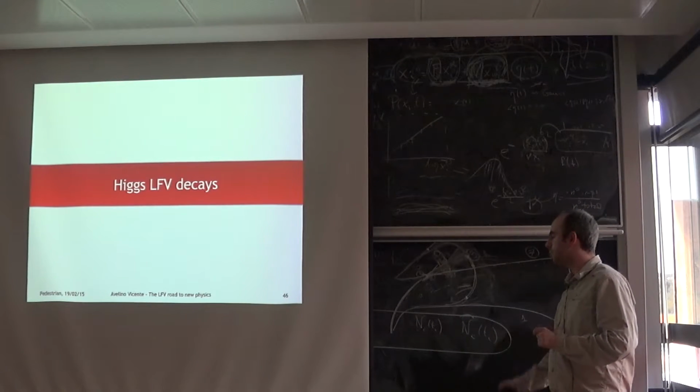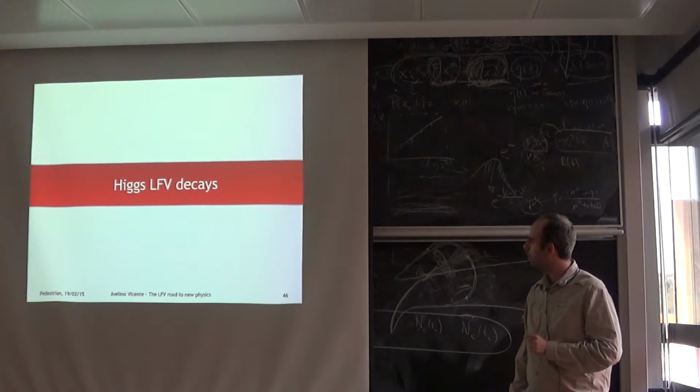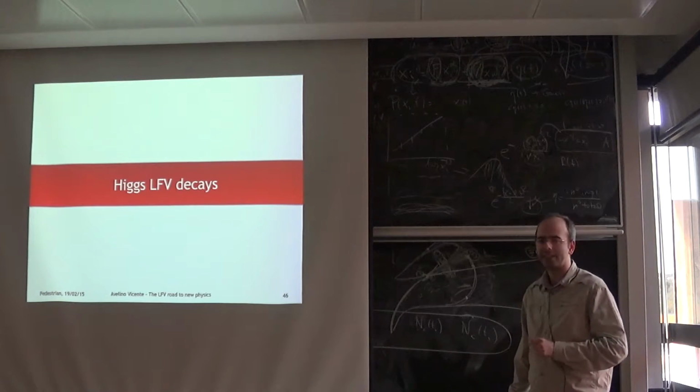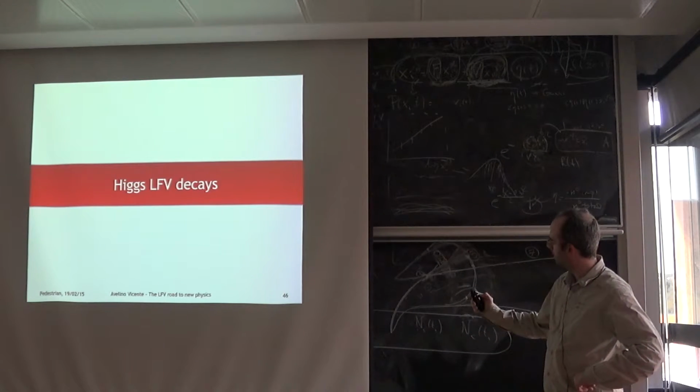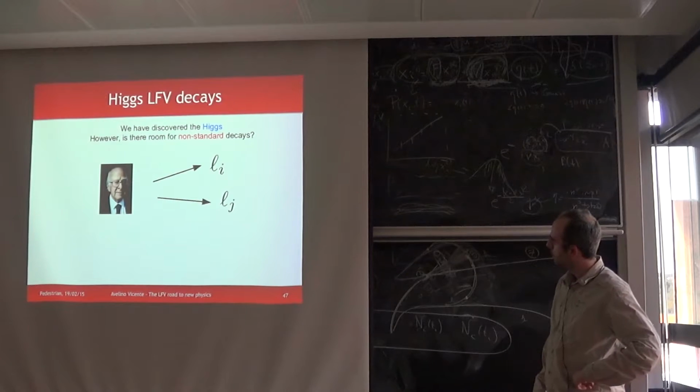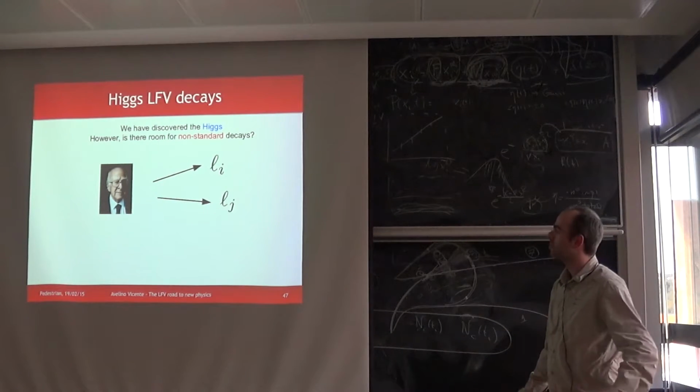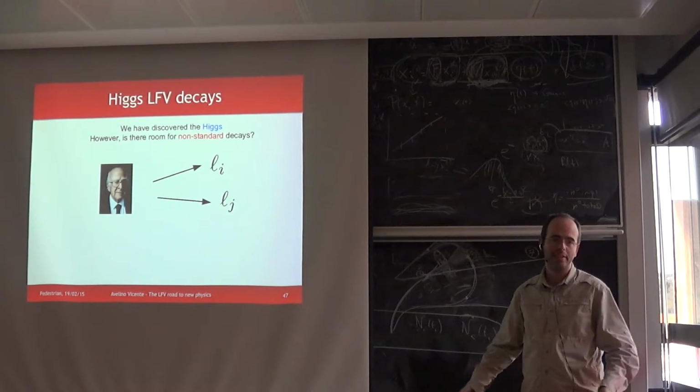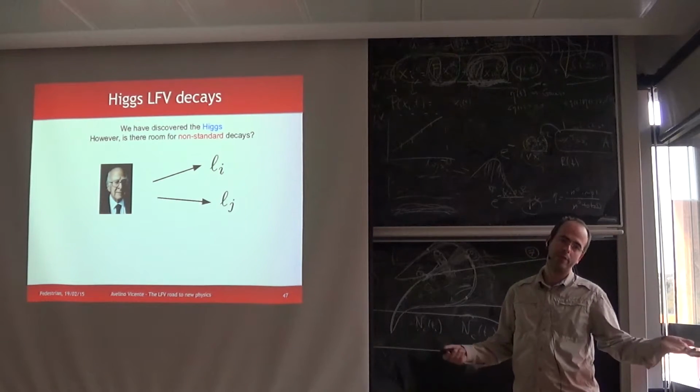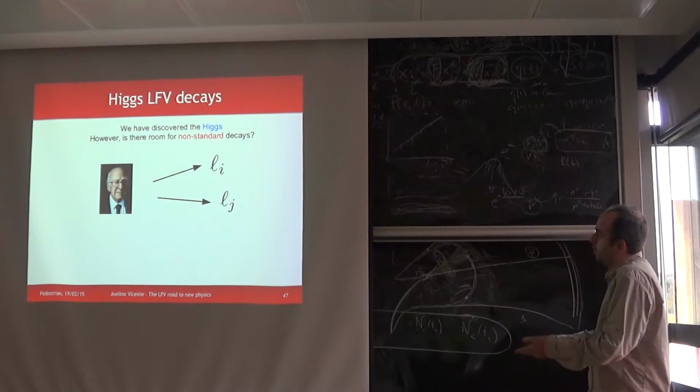Now, let me move to another topic. This is something also hot. This has been discussed recently, which is Higgs lepton flavor violating decays. So you know we have discovered the Higgs. So one question is, is it possible that the Higgs decays to leptons with different flavors? And the answer is, of course, it is possible.